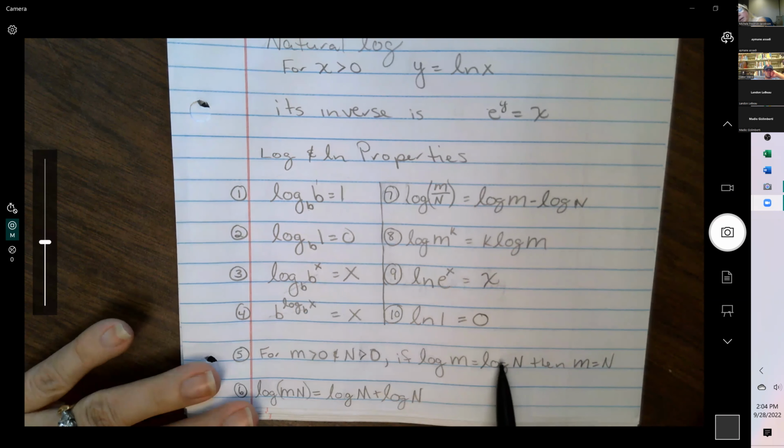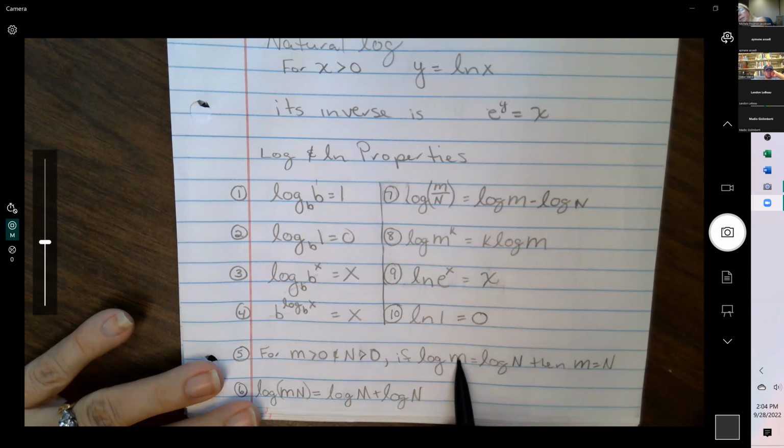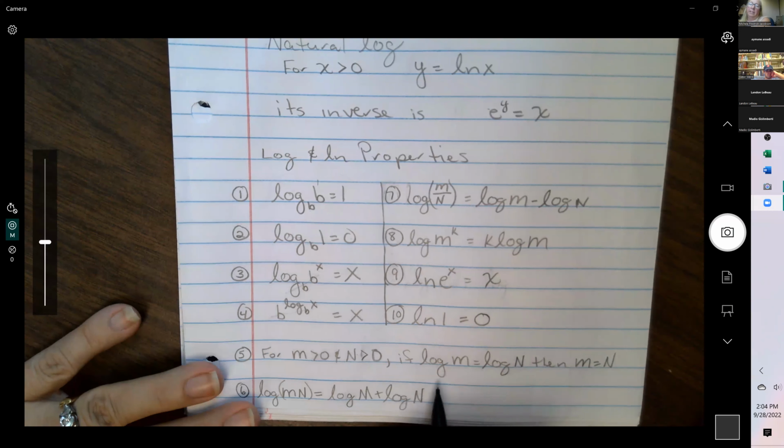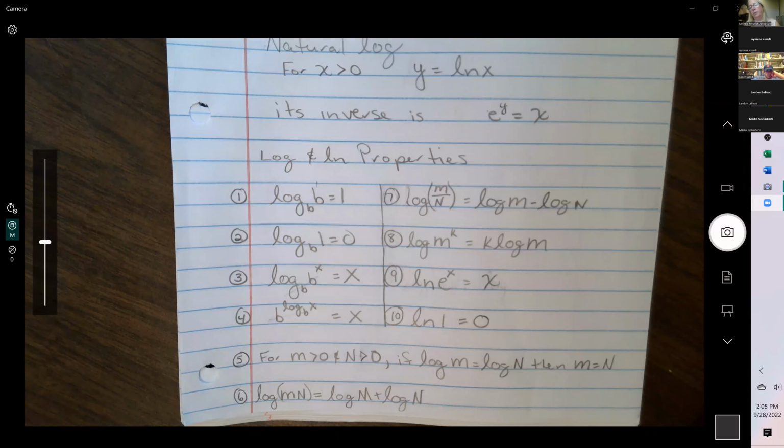We use this one a lot. m and n have to be positive. If we have the log of m equal to the log of n, then m and n are equal, as long as you have the same base. In this case, it's base 10. So if we're solving an equation and there's a log on both sides, as long as it's the same base, we can drop the logs and set the two quantities equal.